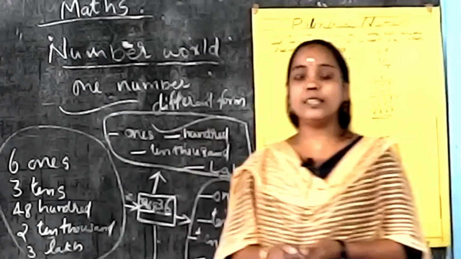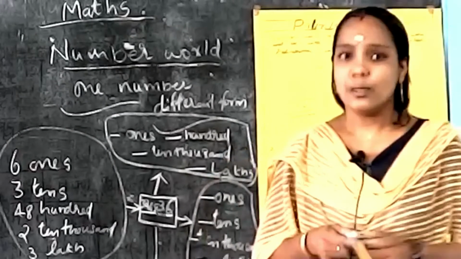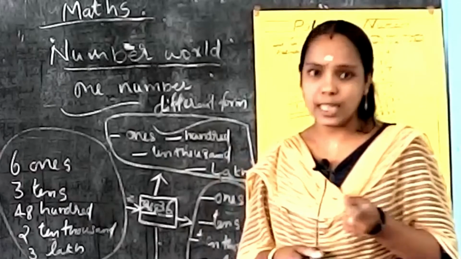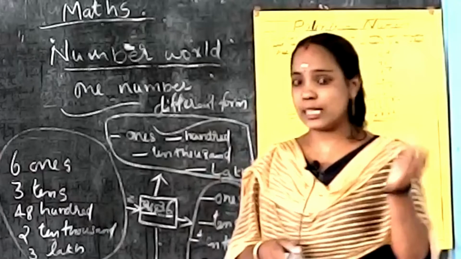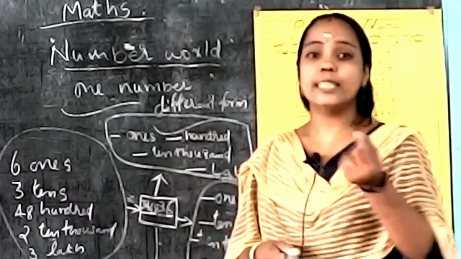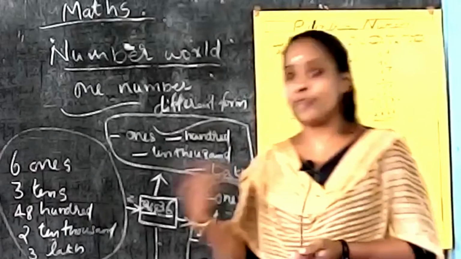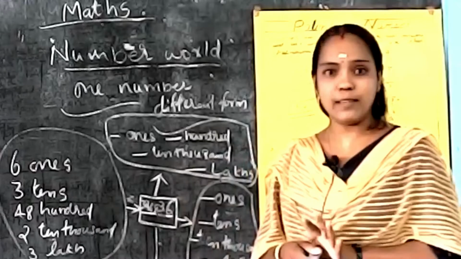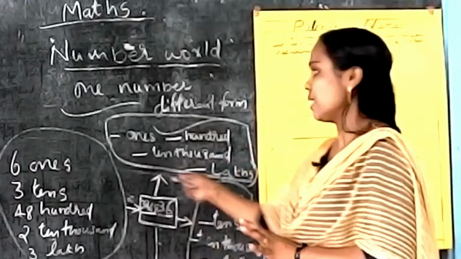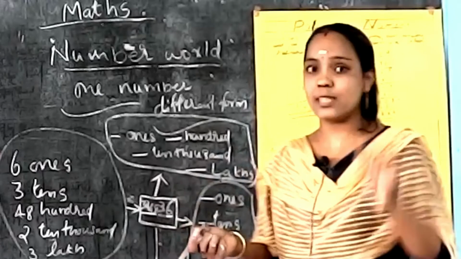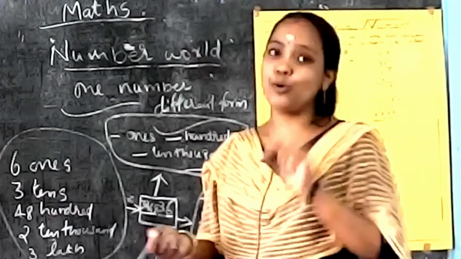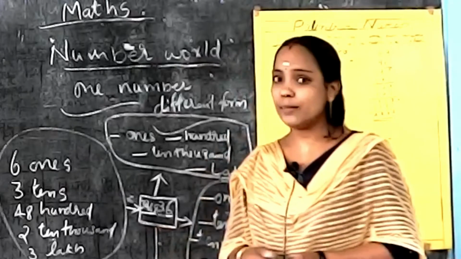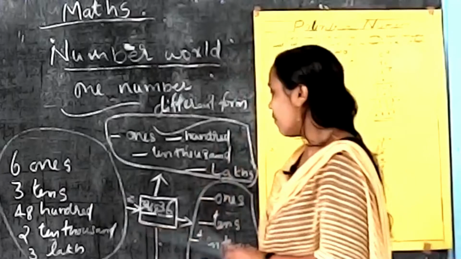Understood? That previous question is repeated, but the method is somewhat different. We discussed that in the previous class: the number was already given and you wrote it in different forms. Today the number isn't given, only some clues. One box is given that has some clues. Is it easy to identify that number? What is the number name?